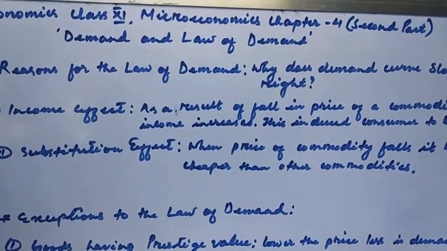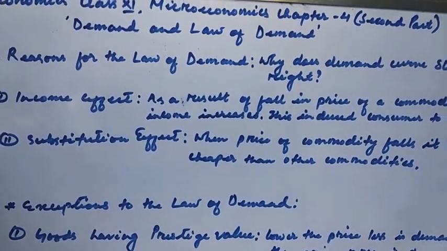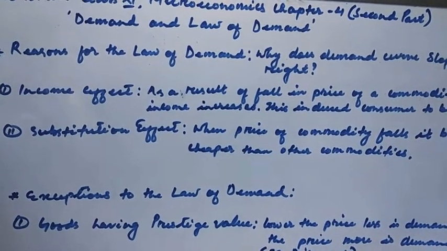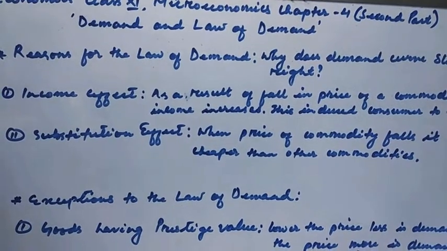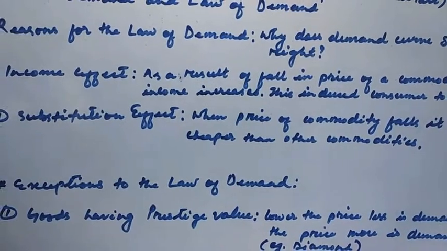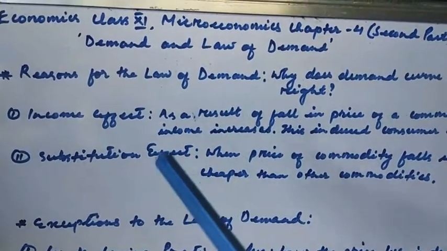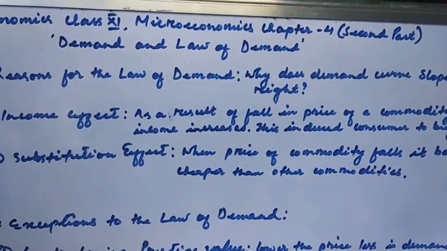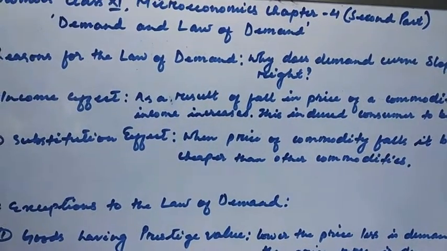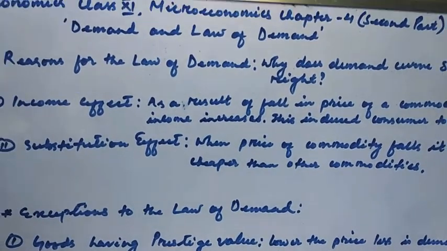When the price of a commodity falls, a consumer can buy more quantity of the commodity with his same given income. In other words, as a result of the fall in the price of a commodity, the consumer's real income or purchasing power has increased. And this increase in real income induces the consumer to buy more of that commodity.